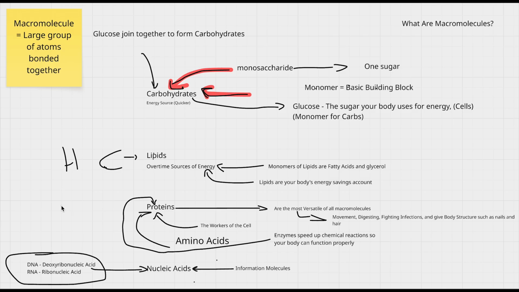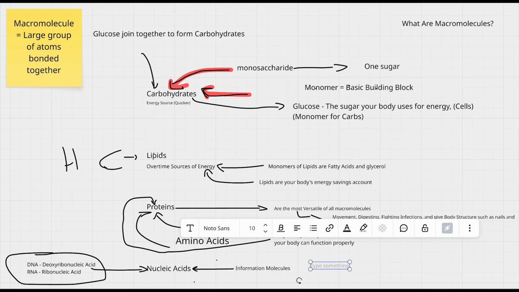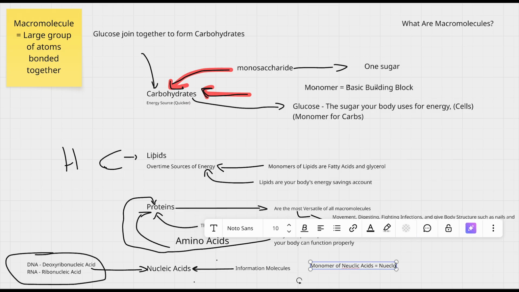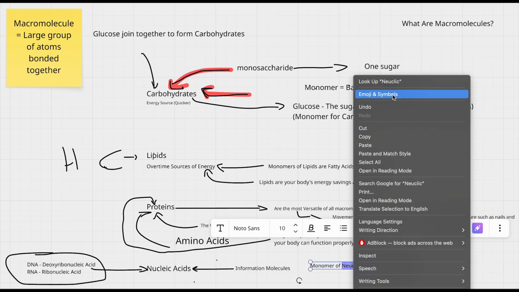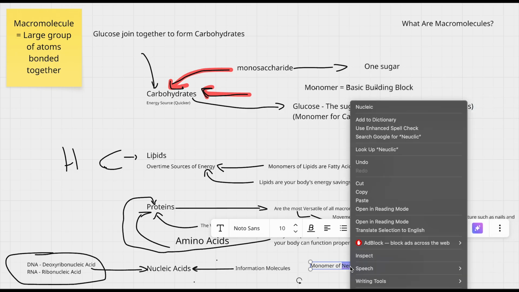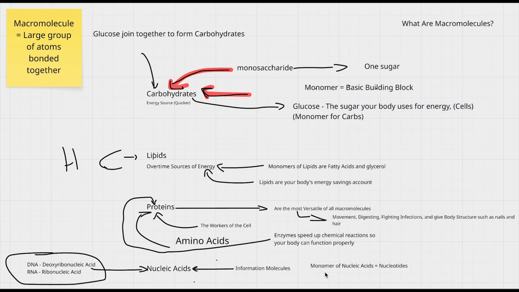So the building blocks, which is what? Monomers, right? Good job. The monomers of nucleic acids are also called nucleotides. That is really important to know. Monomer of nucleic acids are called nucleotides. So the monomer of nucleic acids are called nucleotides.